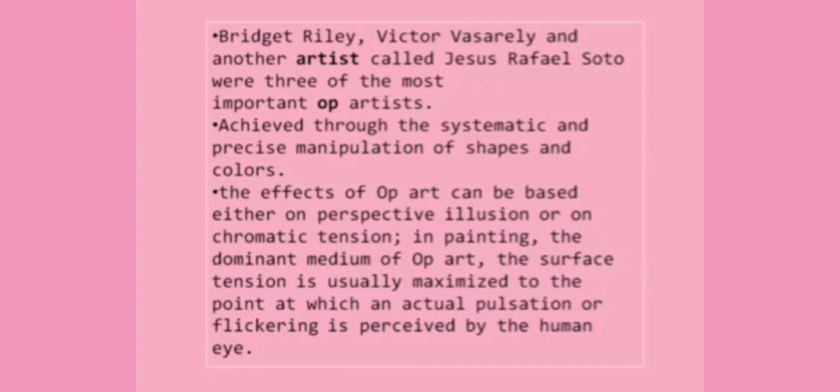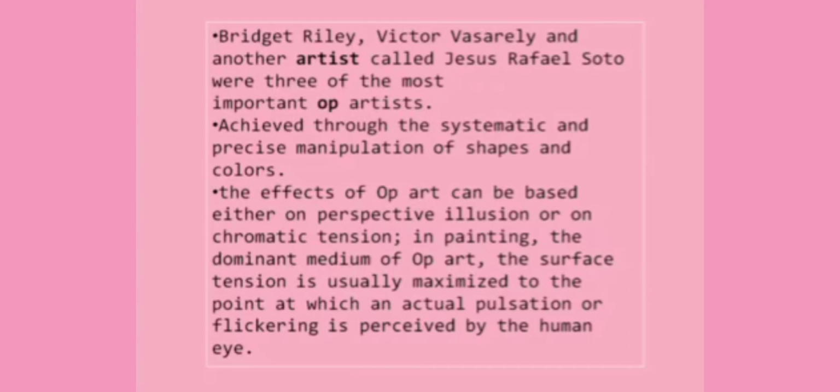And lastly, Jesús Rafael Soto was a Venezuelan op and kinetic artist, a sculptor, and a painter. This artist made large-scale sculptures that employed light and motors as well as sculptural materials to create the illusion of movement in space that is fundamental to all op art.